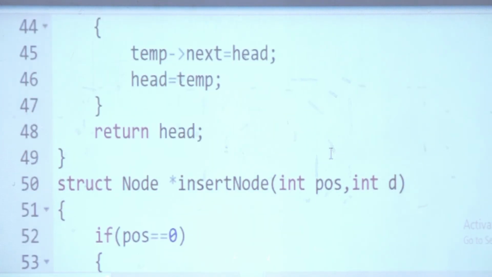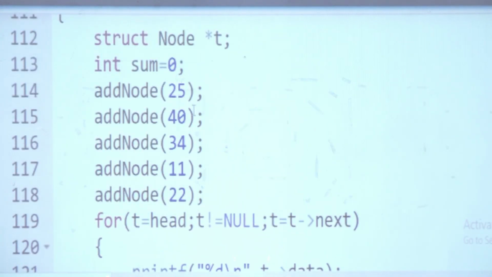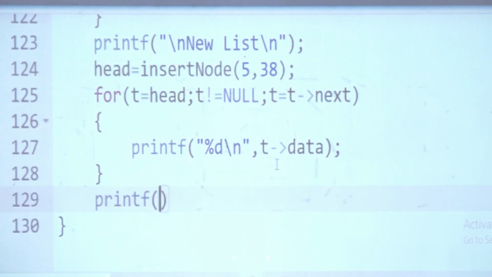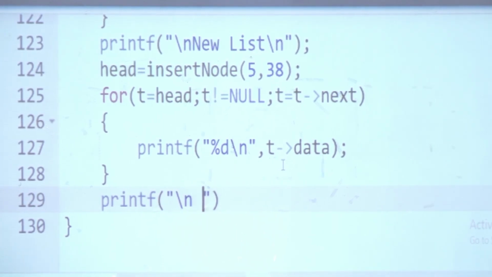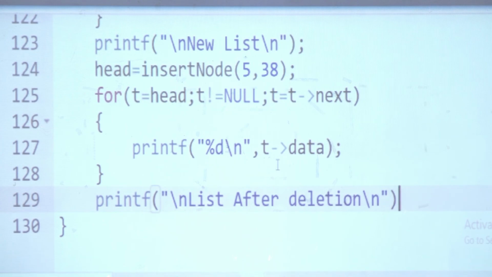So let's go down. This is printing the list as it is. Okay. Then, okay, let's see this list. This is the list right now. Printf, list after deletion. Printf, list after deletion, semicolon.